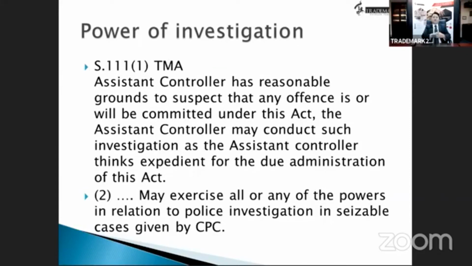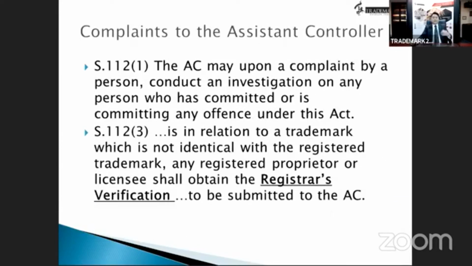Now, section 111 gives the power to investigate to every assistant controller. So he's like a police officer. He can exercise any kind of power to undertake any investigations, to investigate any complaint, even in his own capacity, with or without the complainant.